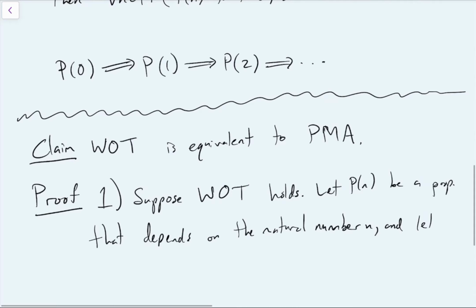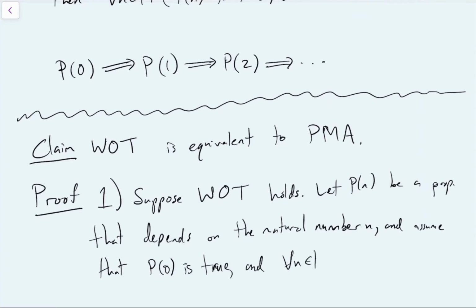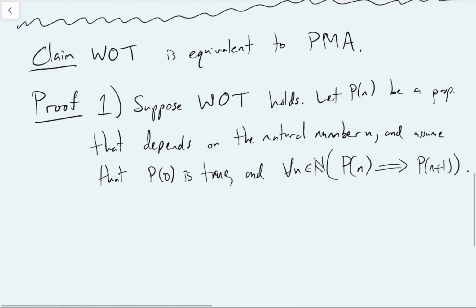And we're going to assume that P of 0 is true, and that for all natural numbers n, if P of n is true, then P of n plus 1 is true. Now my goal is to prove the principle of mathematical induction, so that means what I should be doing here is supposing these two things, supposing P of 0 is true, and supposing this inductive step, and then deducing in the end that P of n is true for all n.